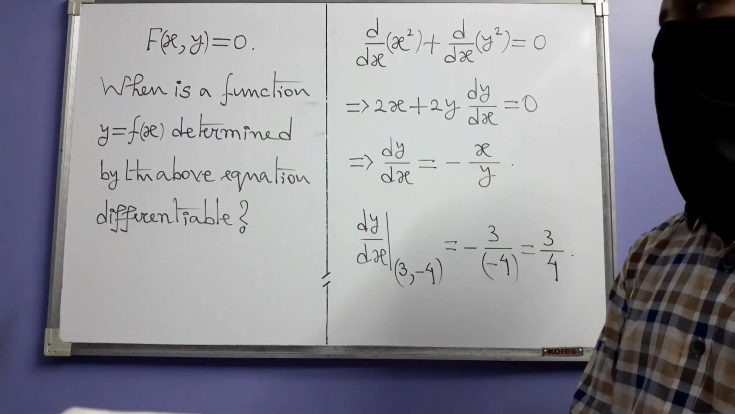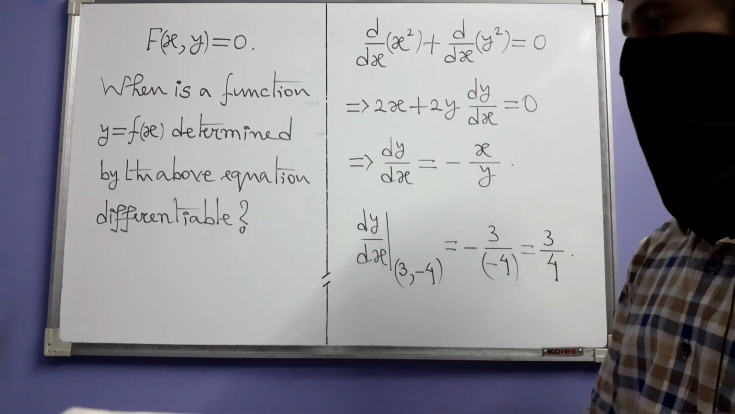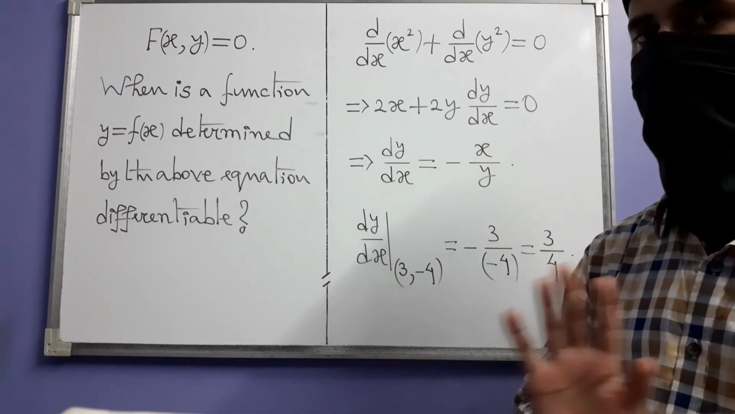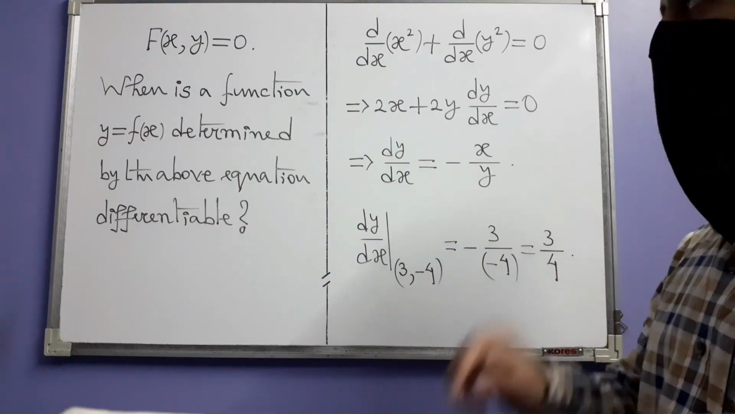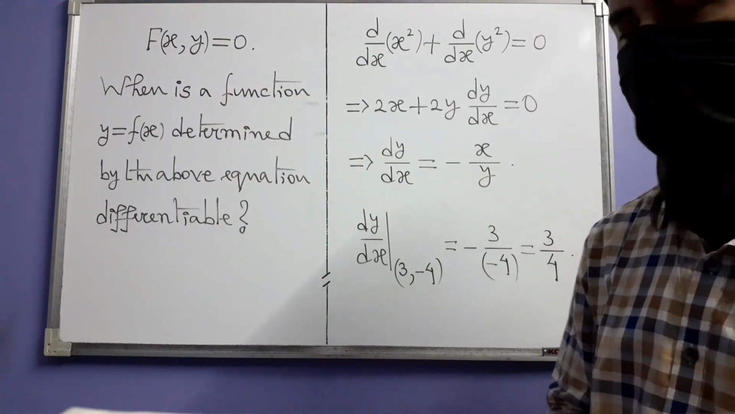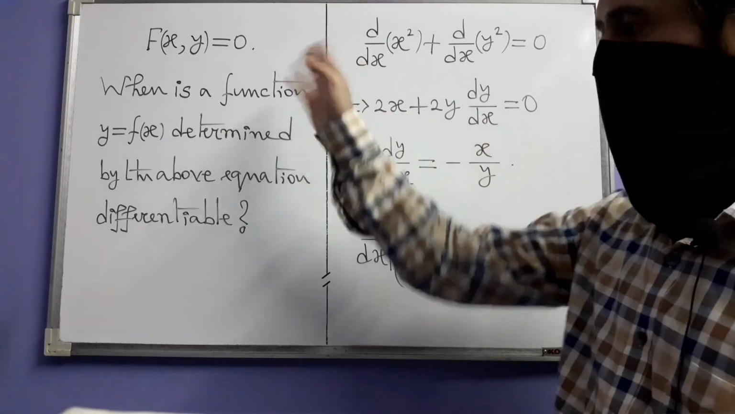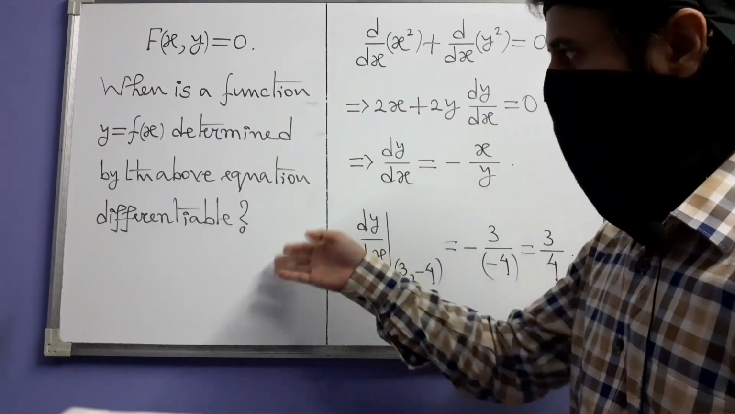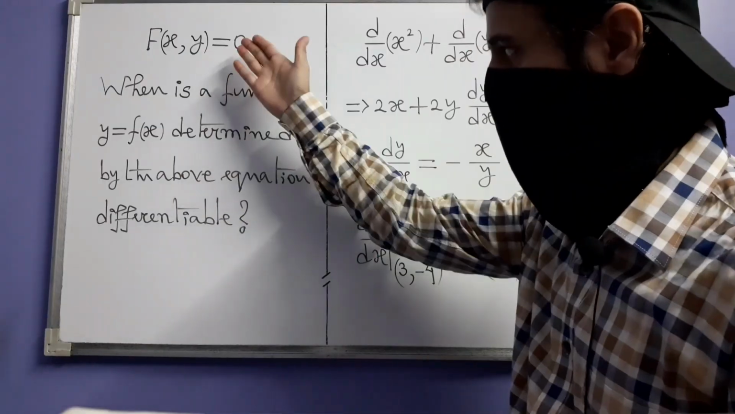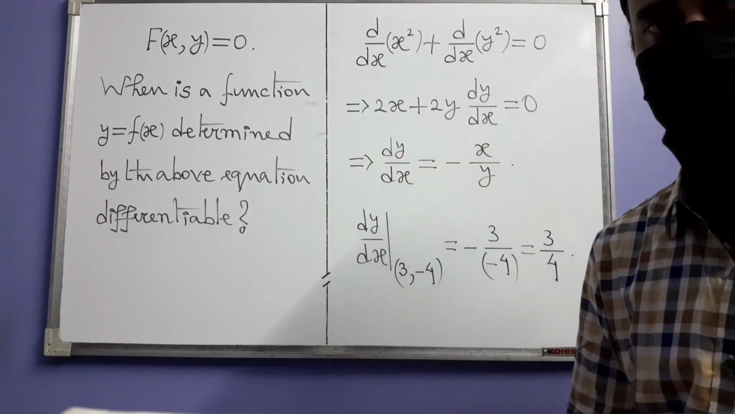We have been differentiating equations implicitly, right, which are relations involving x and y from which you cannot so easily find y as a function of x. All those equations have this general form, f of x comma y equal to 0. So your function that you really want to differentiate is hidden inside this equation. And the question is this: when is a function y equals f of x determined by the above equation differentiable? What if this function is not differentiable then?